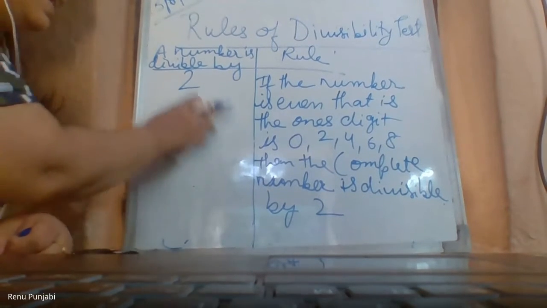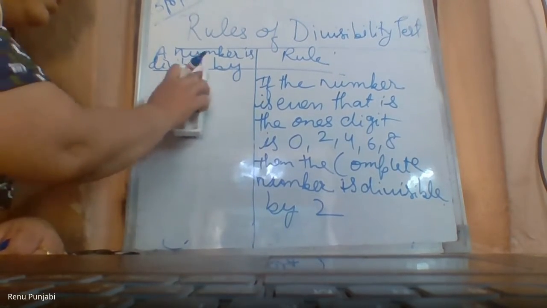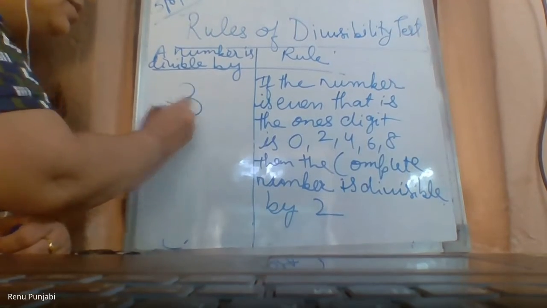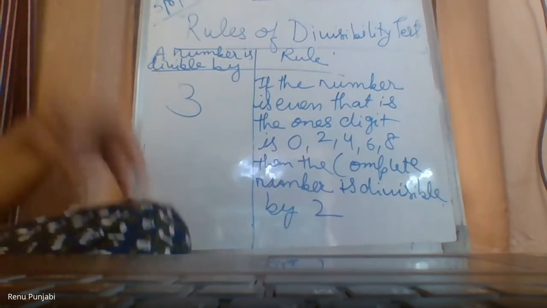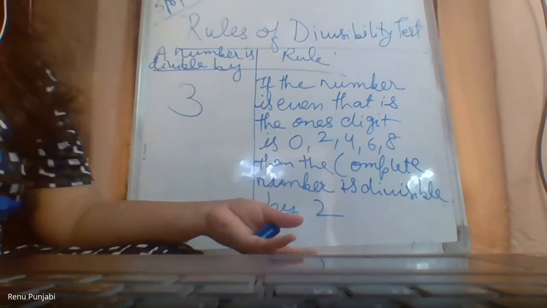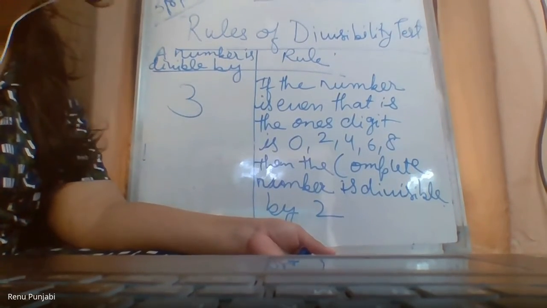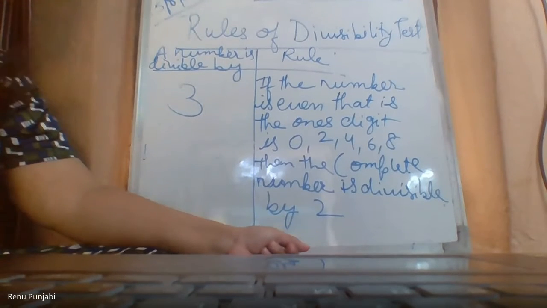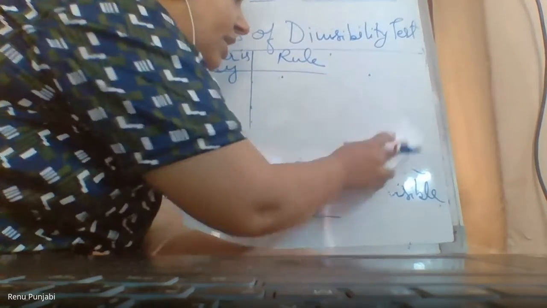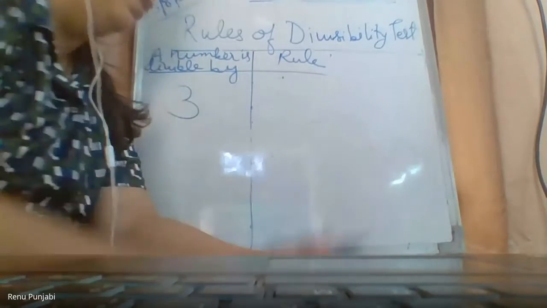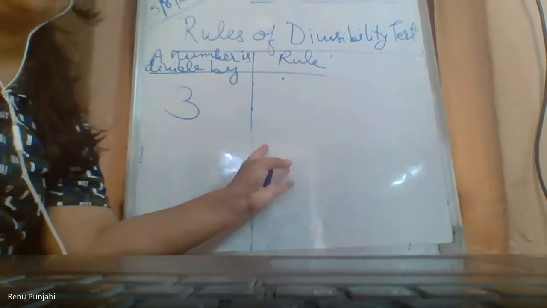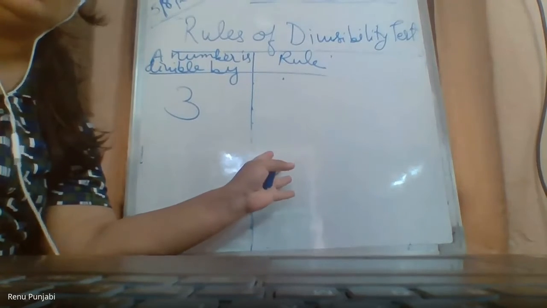Now write the next divisibility, of 3. How to check whether any number is divisible by 3 or not? We have done it in the last class also. Tell me. By adding up all the digits. Yes, by adding up all the digits. For example, first I will give you an example. Don't write. First I am giving you an example.